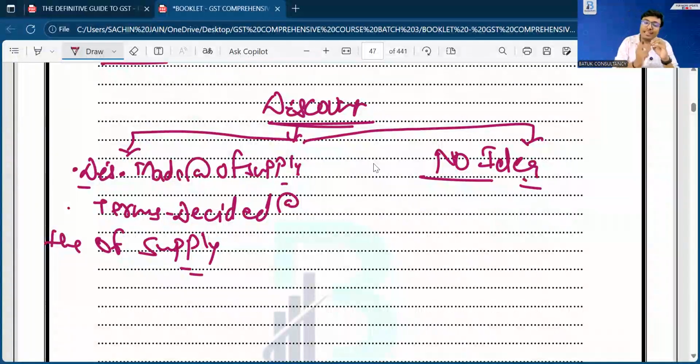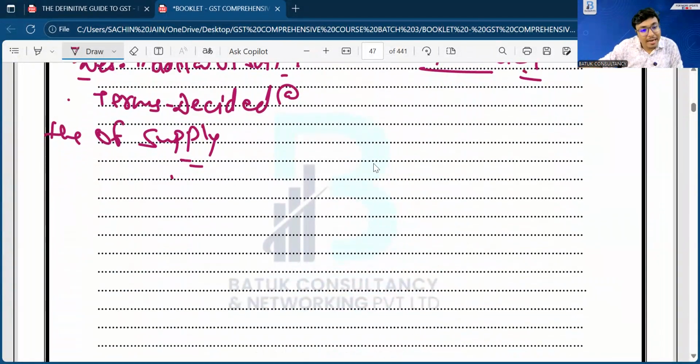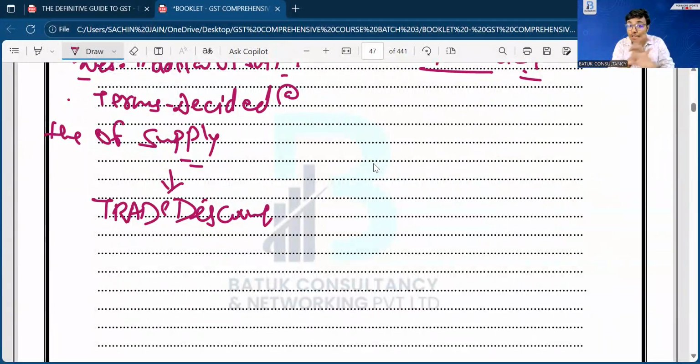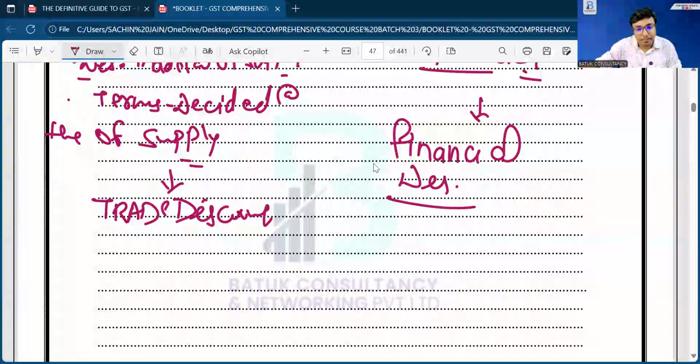So government has given two types of treatment. When you are making the supply and providing the discount and you know the figures at the time of supply, or you know the terms at the time of supply, in such a scenario that discount will be called your trade discount. And when you don't know about the terms and the quantum of the discount, in that case that type of discount will be called financial discount.